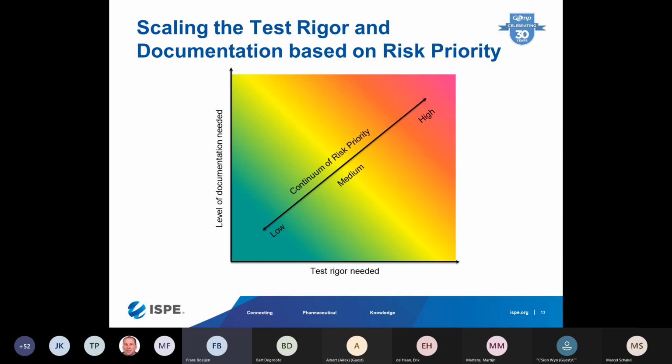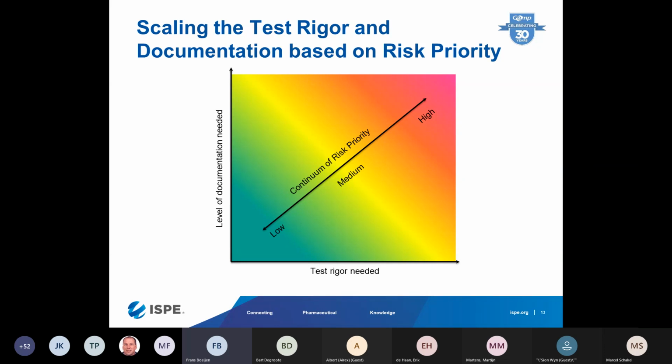So when do you apply any of these techniques? Well, in this scheme, S2, the good practice guide says that the test rigor needed, of course, gets higher with a higher risk within your risk priority. But it's a continuum. It's a continuum where the level of documentation needed gets higher, where the risk gets higher, but you have a lot of possibilities, a lot of cases where a high test rigor need or a high risk priority is not always requiring a high level of documentation. It depends on many factors, but you see it's a continuum.